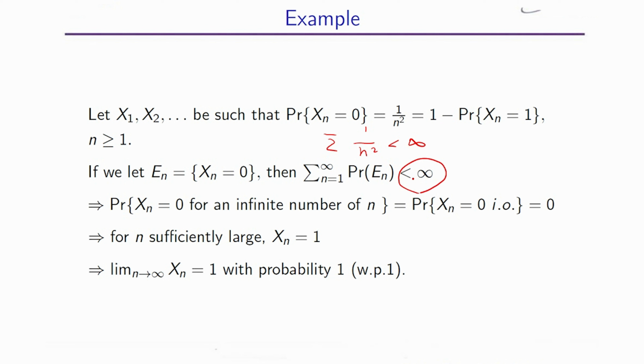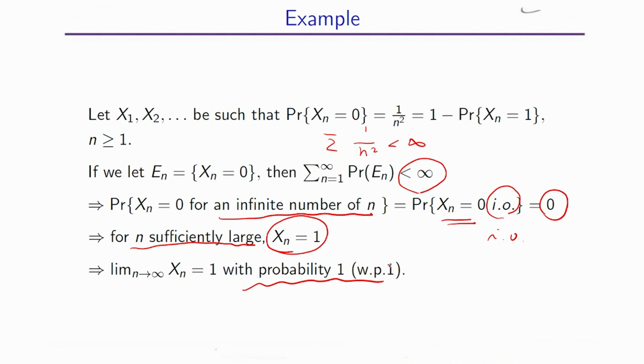So based on the Borel-Cantelli lemma, we know that the probability that X_n equals 0 for an infinite number of n, that means infinitely often, must be 0. So what does that mean? That means when n is sufficiently large, X_n must be 1. Okay, so that means as n goes to infinity, X_n is equal to 1 with probability 1.